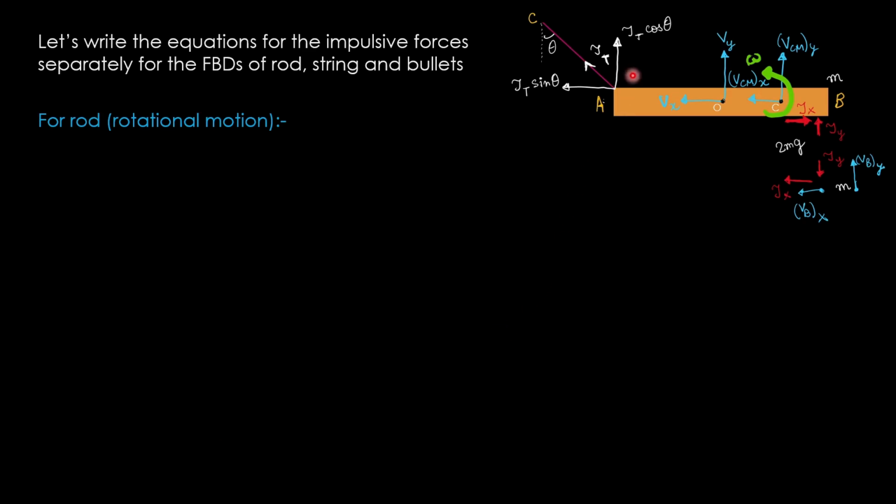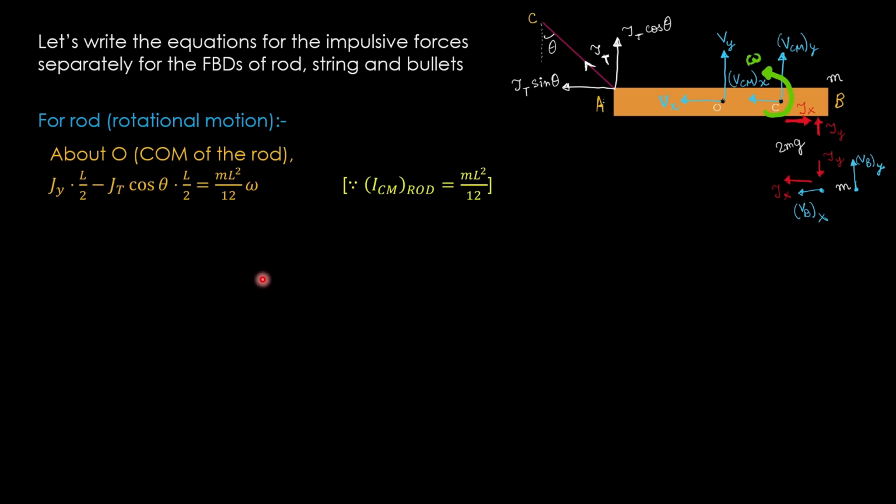We see that there are two torques, two impulses which are providing the torque. That is the jy and the jt cos theta, and both have a radius arm of L by 2 from the center O, center of mass of the rod. So we write the moments, which is jy dot L by 2 minus jt cos theta dot L by 2, which is equal to ml square by 12 omega, because change in angular momentum is ICM omega final minus omega initial, but omega initial is 0, so it is minus 0. And the ICM about the center of mass of the rod is obviously ml square by 12. So I have written ml square by 12 here.